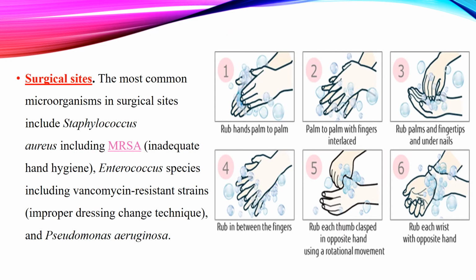The next one is the surgical sites. The most common microorganisms in surgical sites include Staphylococcus aureus, including MRSA, due to inadequate hand hygiene, Enterococcus species, including vancomycin resistant strains, due to improper dressing change techniques, and Pseudomonas aeruginosa.